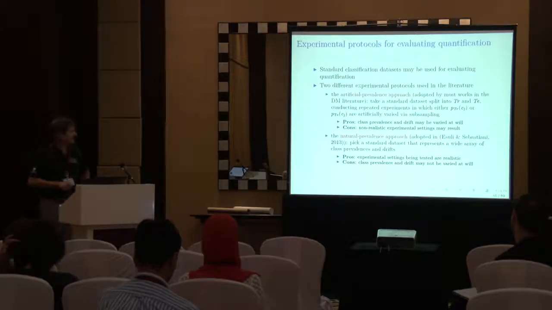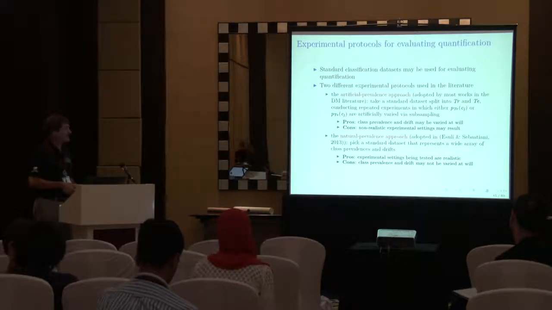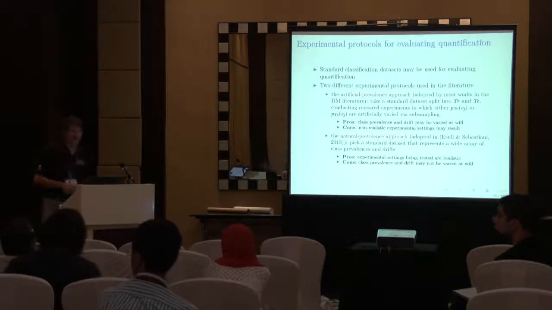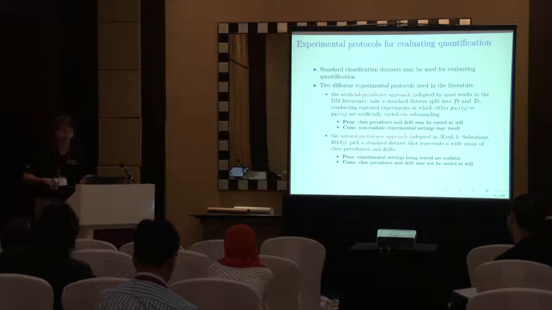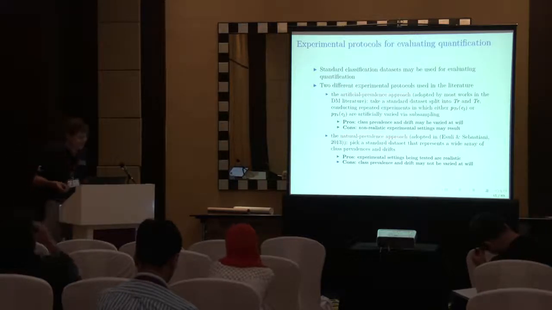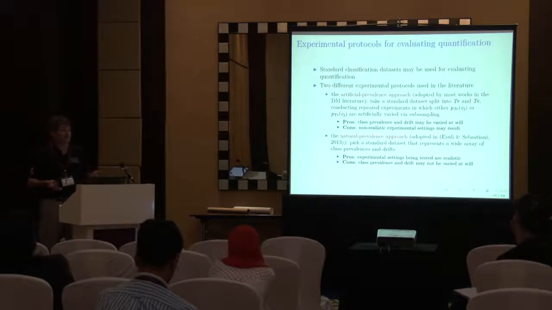A lot of people have used a protocol in which they take a standard dataset from the literature, which often comes with a standard split between training and test, and they conduct repeated experiments in which they artificially vary the prevalence of the classes in the training set and/or in the test set. And they do this via subsampling.